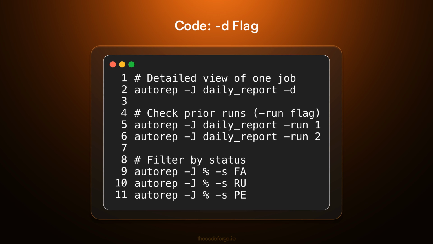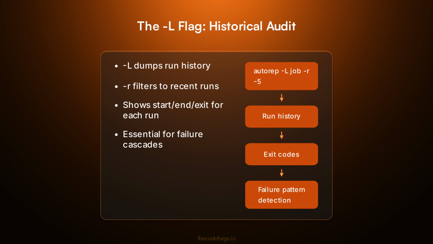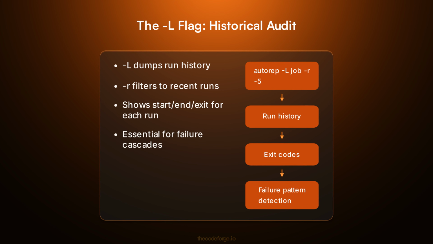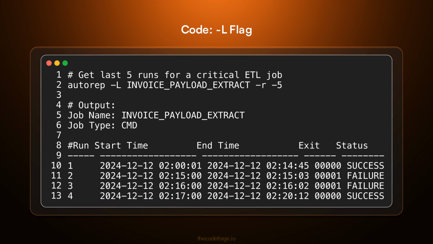The run flag shows historical runs. Run 1 is the previous run. Run 2 is the one before that. Your ops director wants to know why a job reran 3 times last Thursday. Autorep D shows current status, useless. You need the run history. That's the L flag. It dumps the job's log file path, start and end times, and exit codes for every execution in the retention window. The output is raw, tabular, and exactly what a debugger needs.